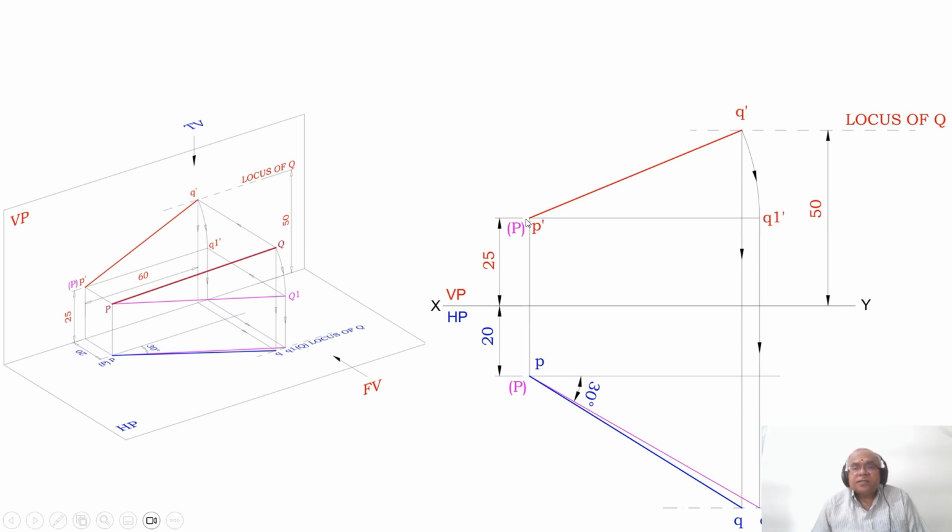Because the front view line is parallel to XY, in the top view you are going to get the true length. The true inclination is given with respect to the top view, but not the true length. So we need to find the true length. Now we have found out the true length. We have to measure this length PQ1, so that you get the true length there.